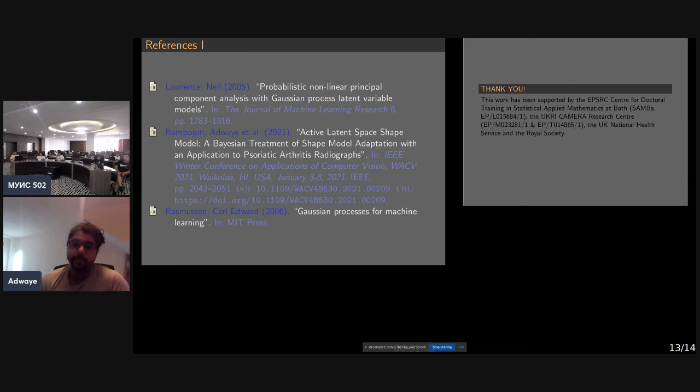And Gaussian process latent variable models were introduced by Neil Lawrence. If you want to explore this area, then I suggest you read this paper because it builds on previous work by Mike Tipping, who was exploring another method of dimensionality reduction. And if you want to look at the model that I described at the end of this presentation, you can read the paper that we published, which is called Active Latent Space Shape Model. You can read it on my website. If you Google my name, there should be a University of Bath website where you can get this paper.